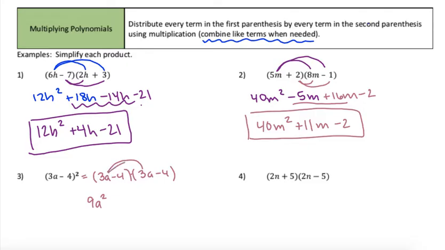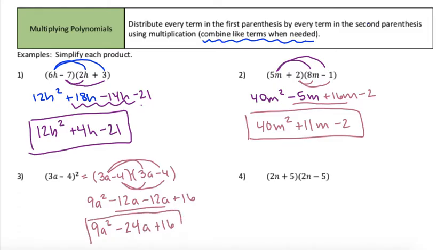9a squared minus 12a, and then I'm going to go down here. Minus 12a again, and negative negative is positive. 4 times 4 is 16. Combine my like terms in the middle here. So negative 12, take away 12 more is negative 24a, and bring down the plus 16. Here's my final answer.